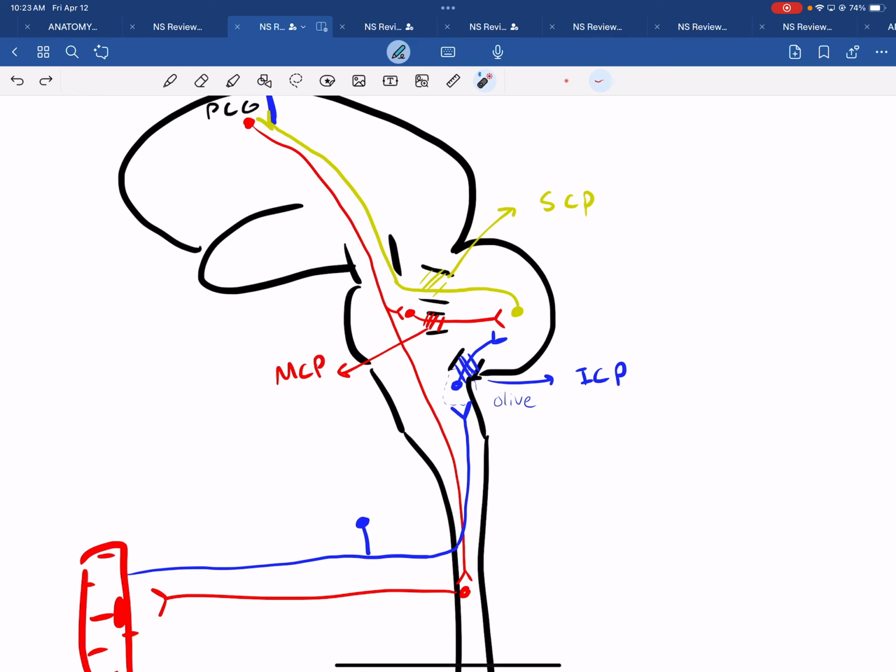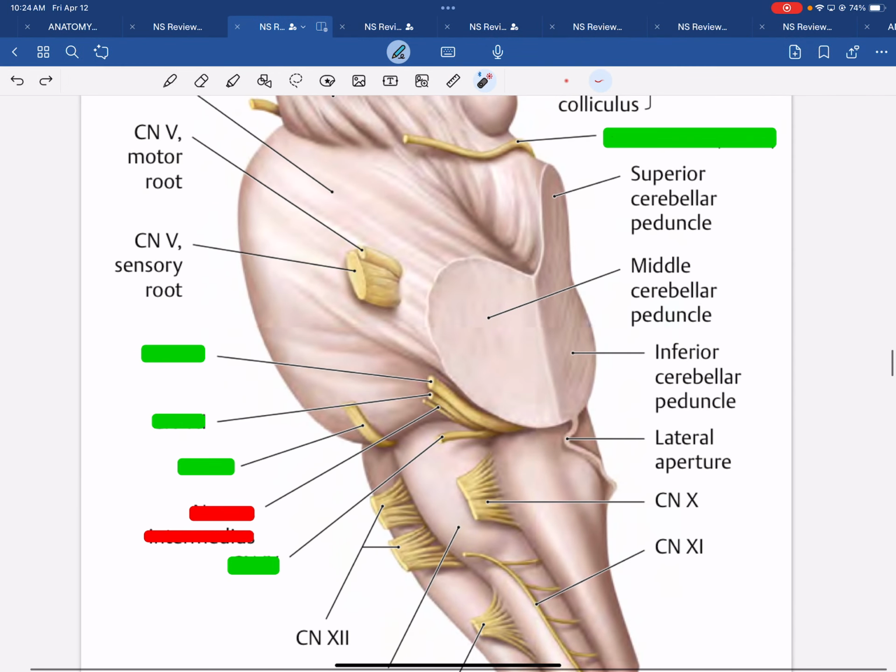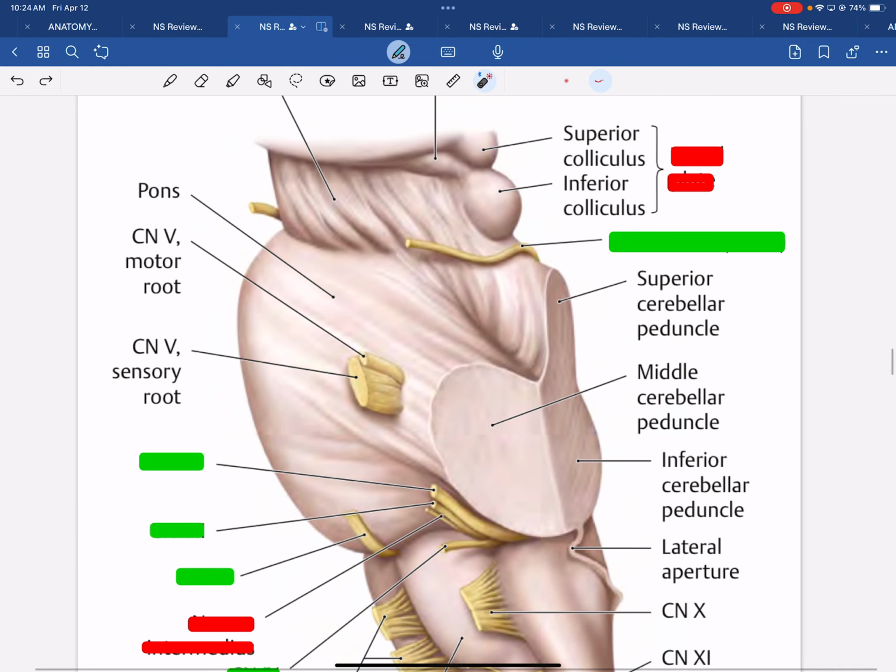So I guess the intended plan is sent to the cerebellum. Yeah, the cerebellum sends the intended motor plan to the cerebellum. Something like that. Yes. All right. So that's what the cerebellar peduncles do.